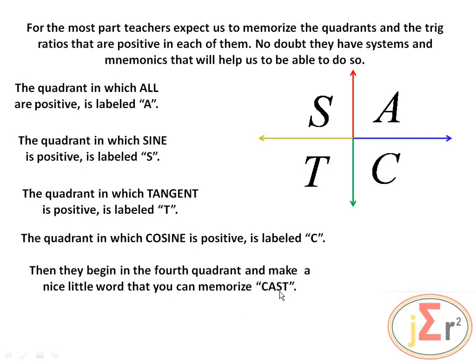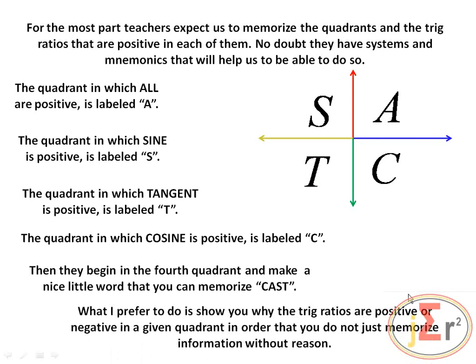CAST, C-A-S-T. That is how they do it. And they remember that cosine alone is positive, all positive, sine is positive, sine alone, tangent is positive, tangent alone.